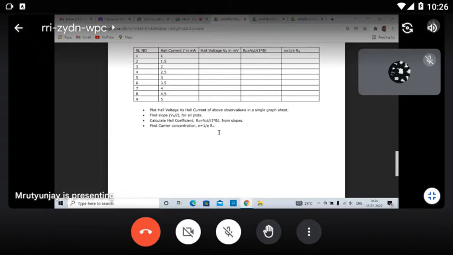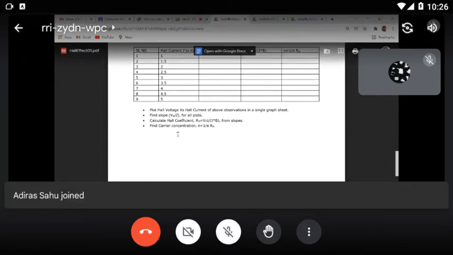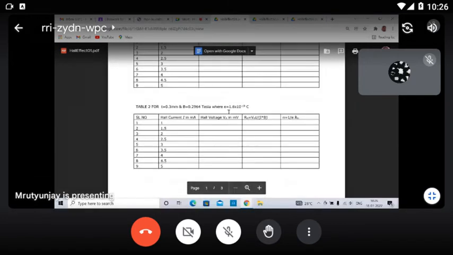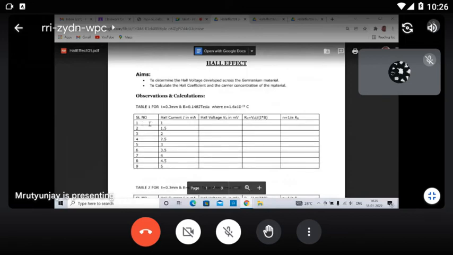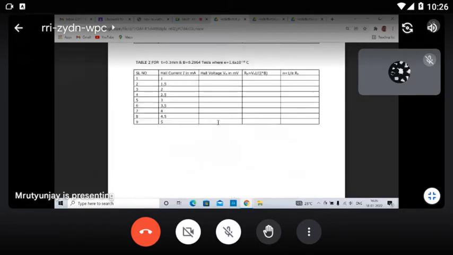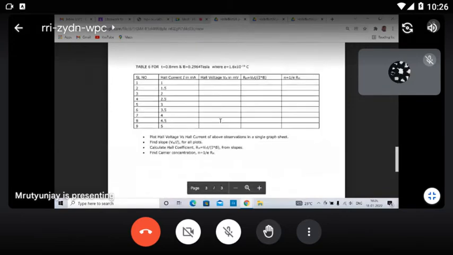That means how to take the scales? See, the x-axis scale is the same, but the y-axis scale you need to vary. So do one thing. First of all, check observation 1 of Hall voltage. Table 1 first observation, because this is the minimum one, and table 6 last observation, which is the maximum voltage. So accordingly you have to set the scales, then you need to plot the graphs. Clear or not clear? Please reply.